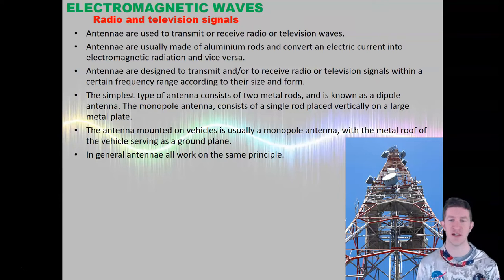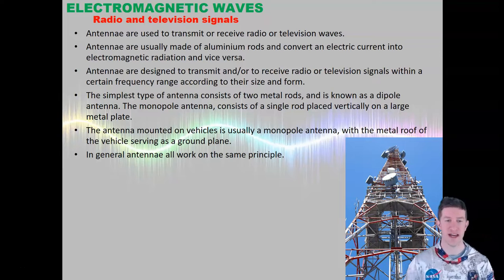The antenna is designed to transmit and or receive within a certain frequency range. It's not much good if we're trying to send phone reception or a TV signal and we're picking up all sorts of other things. They need to be tuned to a specific frequency. The simplest type of antenna consists of two metal rods, which is known as a dipole antenna. The monopole antenna consists of a single rod. It's just a vertically placed single metal rod.